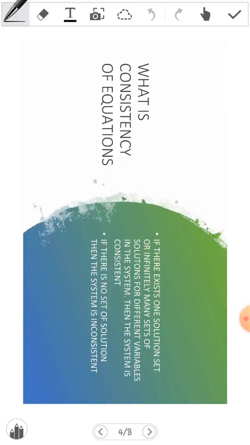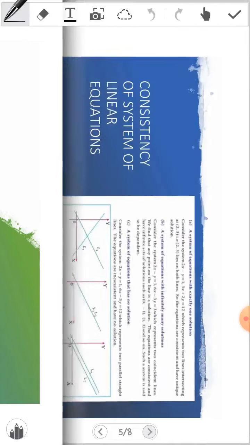Now next is, what is consistency of the equation? If the system of equations has one solution or many solutions, then it is consistent. Now if there is no solution, then the system is inconsistent. That is, the system of equations having a solution means it is consistent. If there is no solution, it is inconsistent.